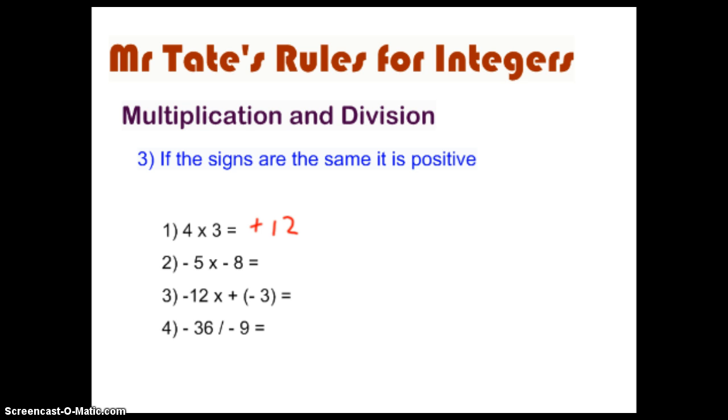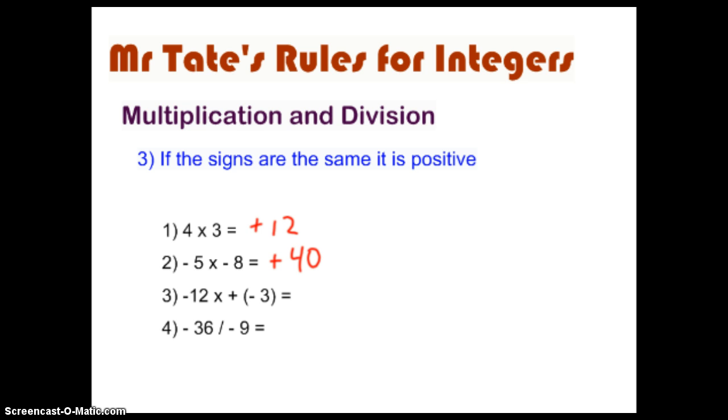Signs are the same. This is the one that catches people. They see, hey, negative 5, negative 8, it must be negative. But no, look at the rule. It says if the signs are the same, it is a positive number. So they're both negative, which means the signs are the same. So that is a positive 40.